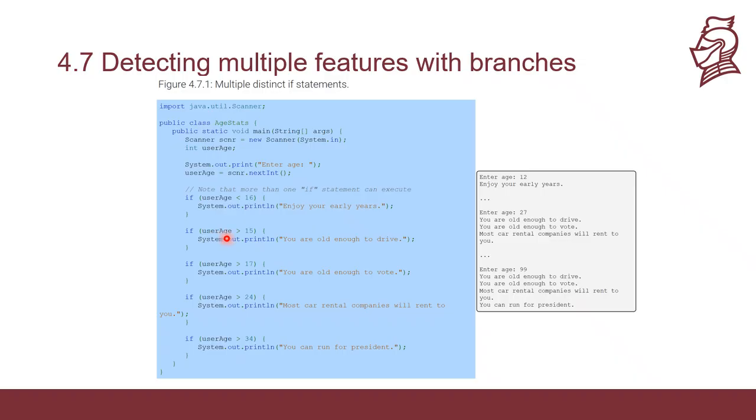If my user age is 40, this is true. It'll print you're old enough to drive. If user age is 40, it's greater than 17, so you're old enough to vote. It's greater than 24 in most car rental companies. So what's it gonna print? And you can see over here what happens when you do each of these. There's no else with these if statements here. That means that they'll all execute one after the other.